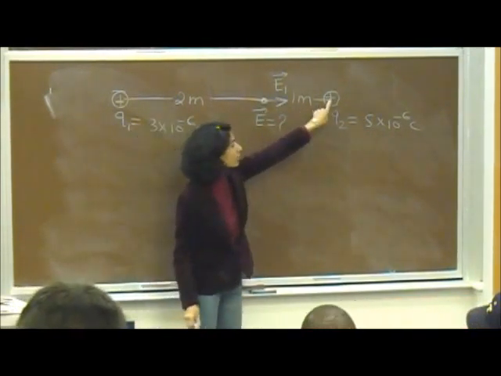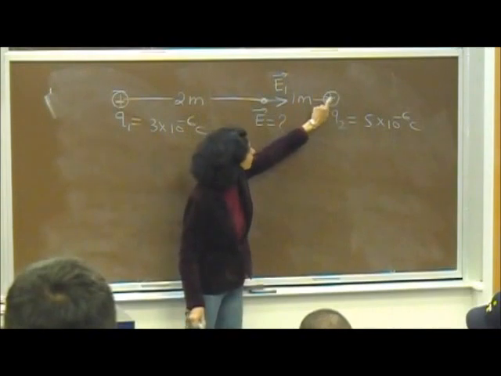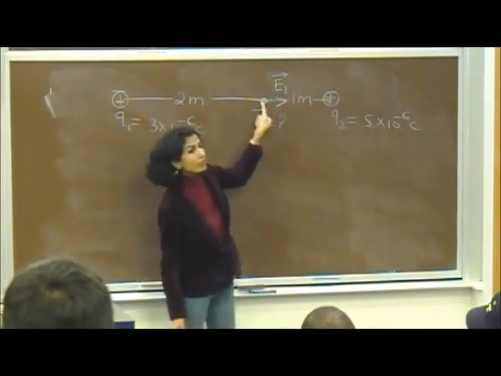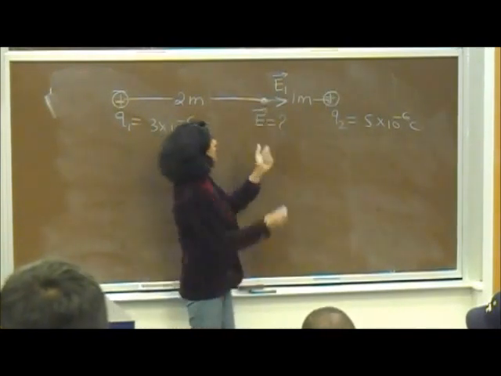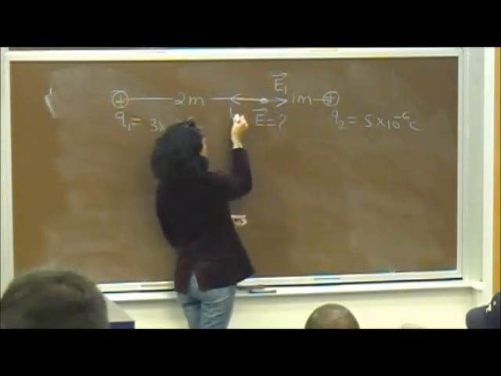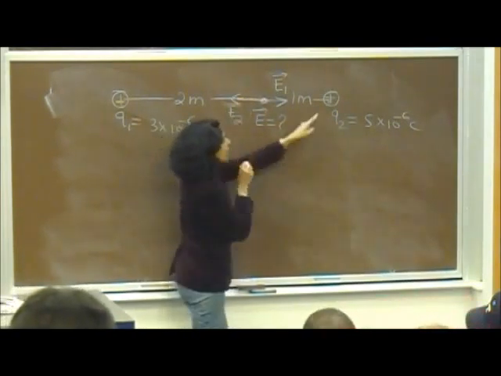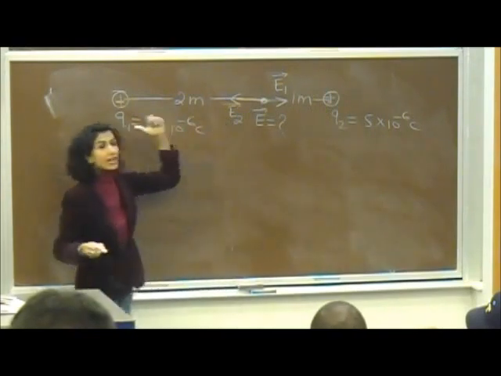What about Q2? It's a positive charge also. Which way will Q2 have its electric field at this location? In the negative. Why? Because both of those charges are positive, and positive charges produce electric fields which are radially away from them, right?